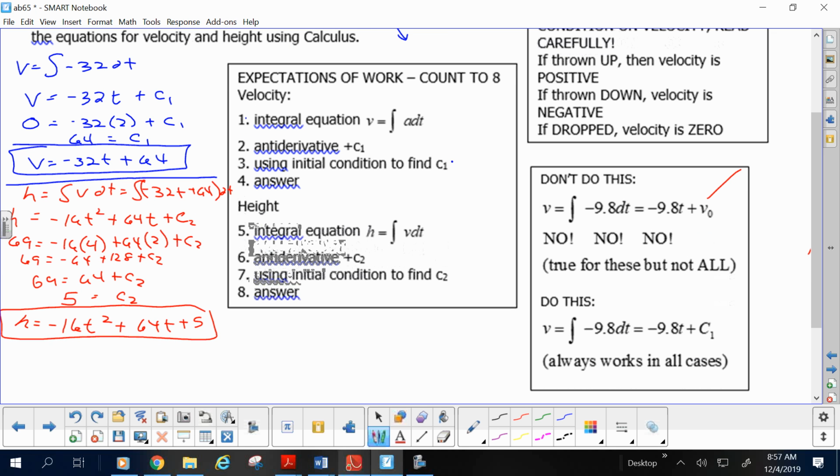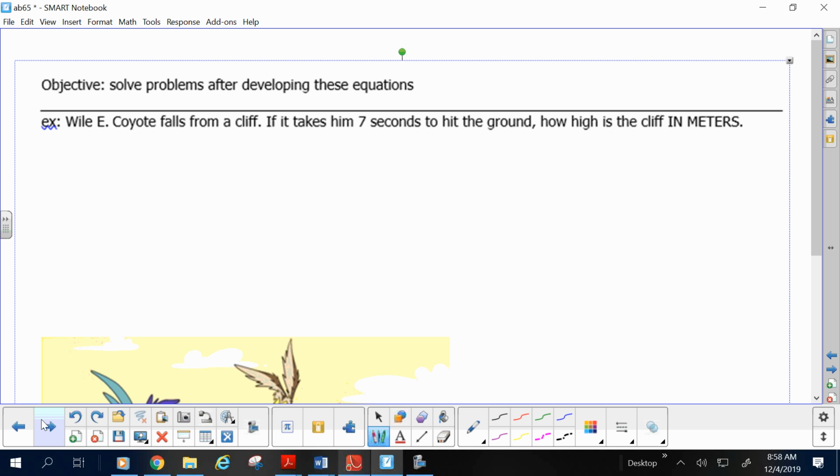All right, just so we're clear, I do not want to see anything like this. This is very common, especially the BC students. They're always doing this stuff. Integrating acceleration is negative 9.8t plus v naught. That's true for these problems. It's not true for every motion problem. I would rather you just do something that works all the time, which is calculus, and say that velocity is always the antiderivative plus a constant of integration. In some cases, that constant of integration means the initial velocity, but in some cases it does not. So let's just go with what always works, and that's the constant.